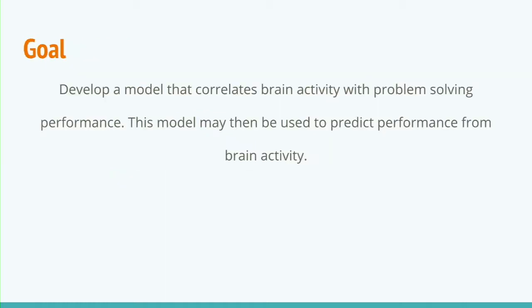I wanted to develop a model that will correlate brain activity with problem-solving performance, and then use this model to, in turn, predict performance from brain activity. So that's a lot of big words. What exactly does that mean?